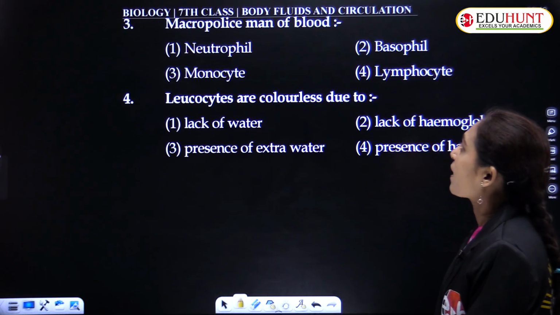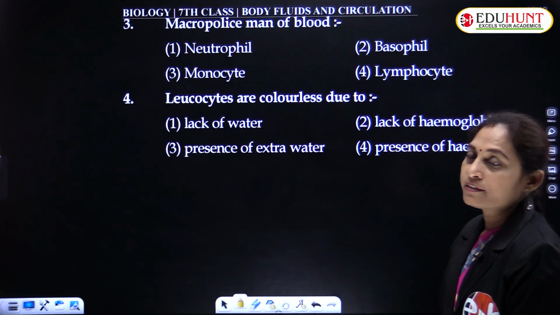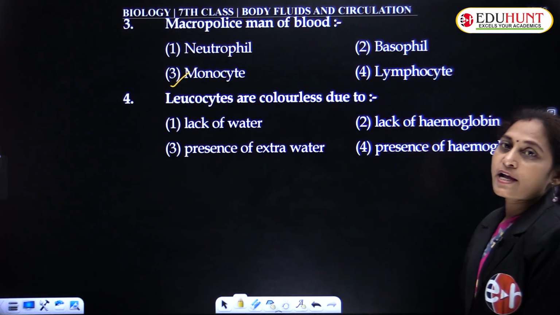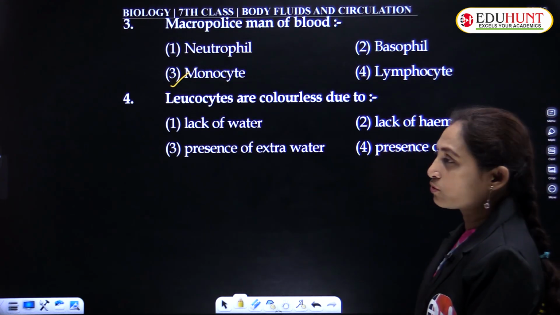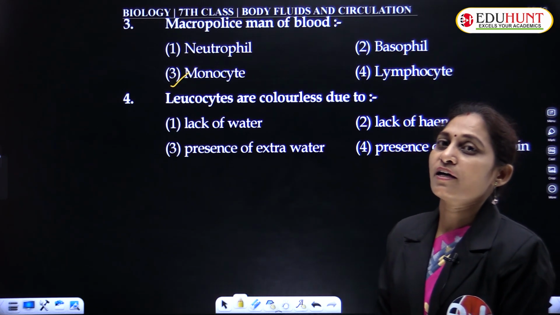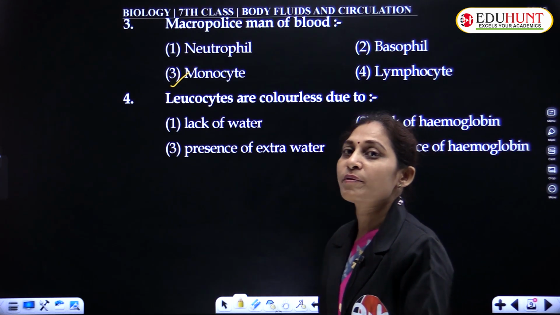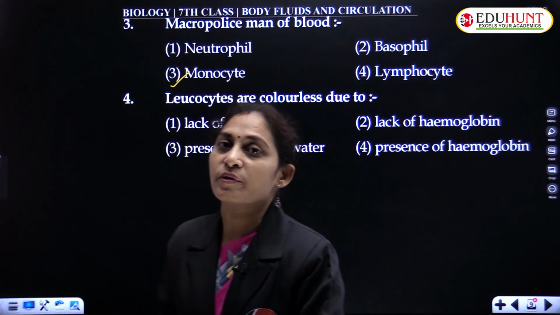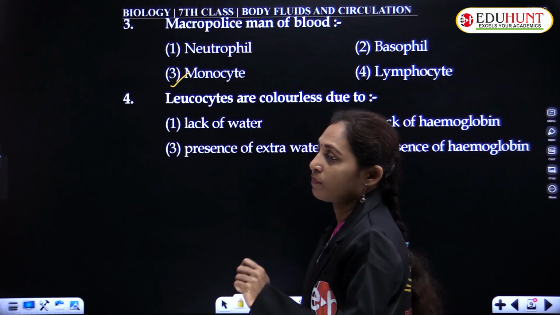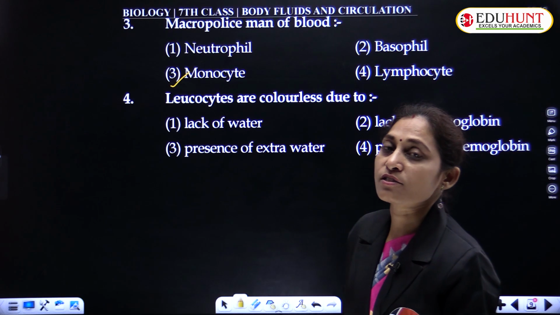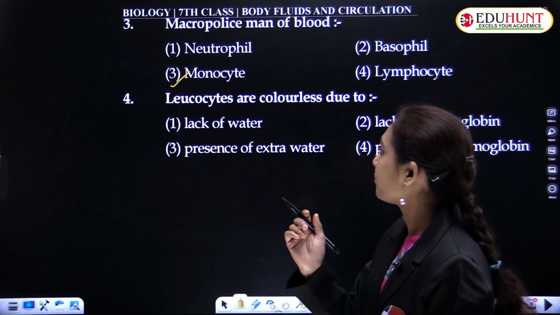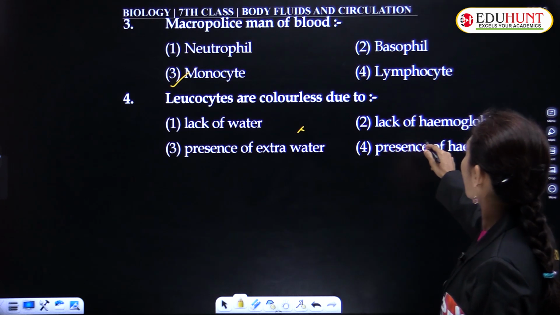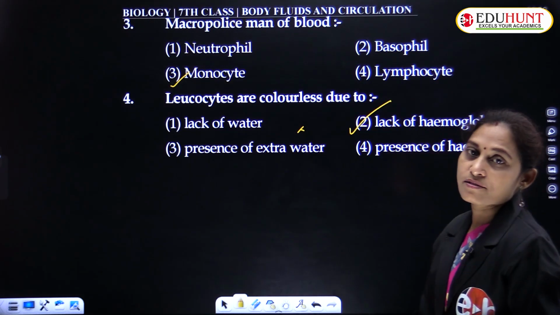Macro policeman of blood is monocytes. Leukocytes are colorless because we know that RBCs are red in color because of presence of a pigment known as hemoglobin. But white blood corpuscles, leukocytes, lack that pigment. Lack of water? No. Lack of hemoglobin? Yes, this is the answer.